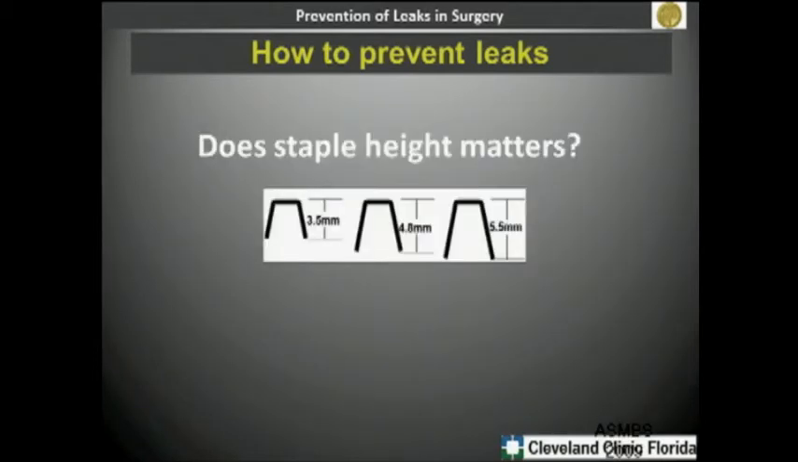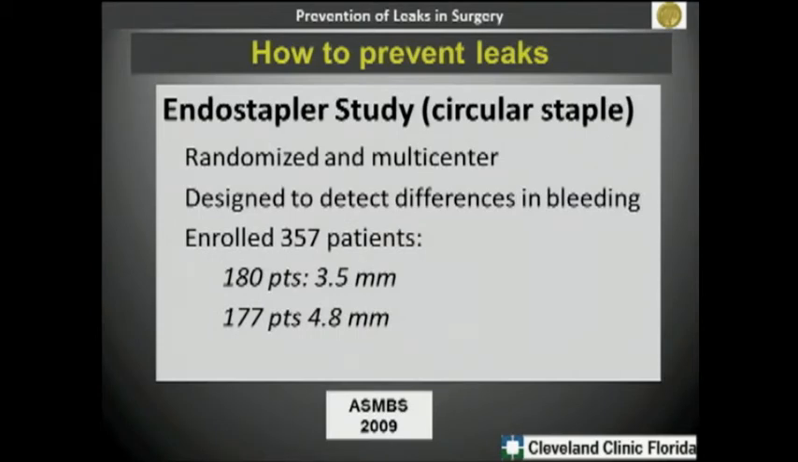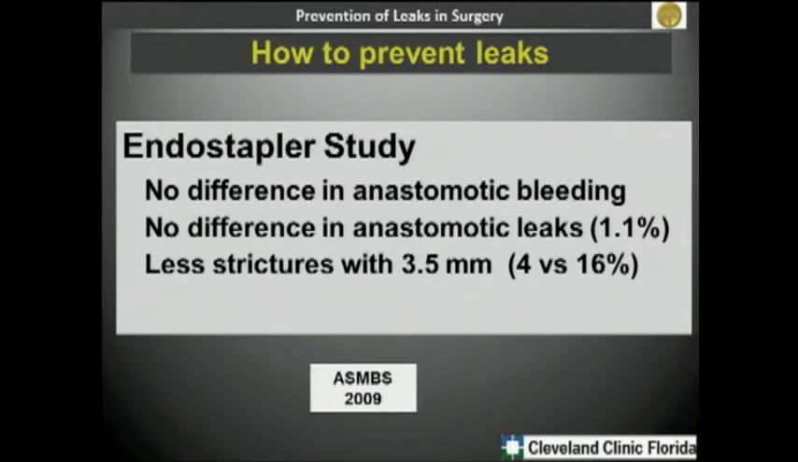So the question is, and we heard the talk from Greg about staple lines. Does staple line matter? I think it does, but the literature shows us that it doesn't. This was a study, with circular staplers at least, comparing 3.5 versus 4.8 millimeters presented at ASMBS by Moore, and there was no difference in the rate of anastomotic bleeding or leaks. It seems that you had less stricture with a smaller staple, which doesn't make sense, but that's what it showed.